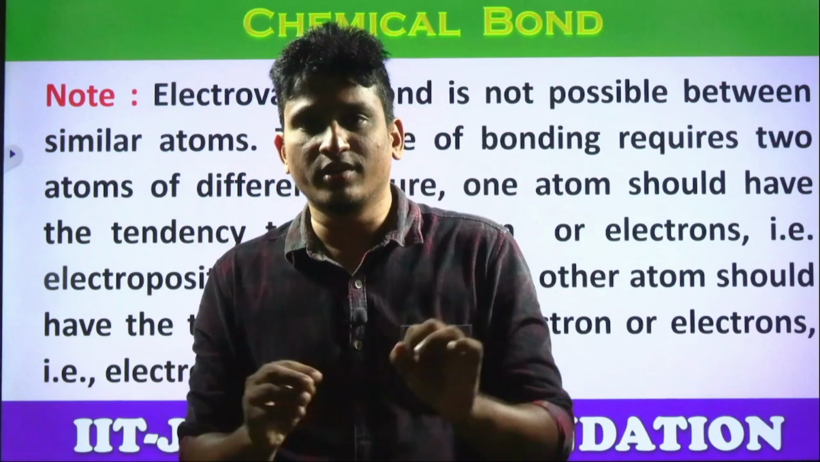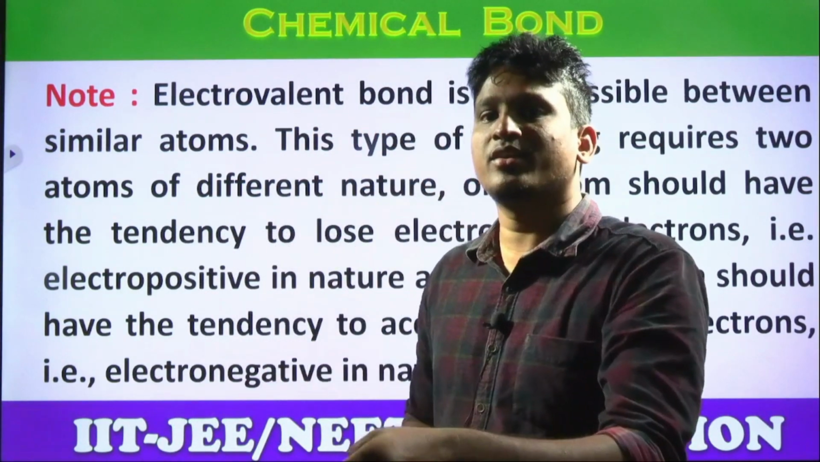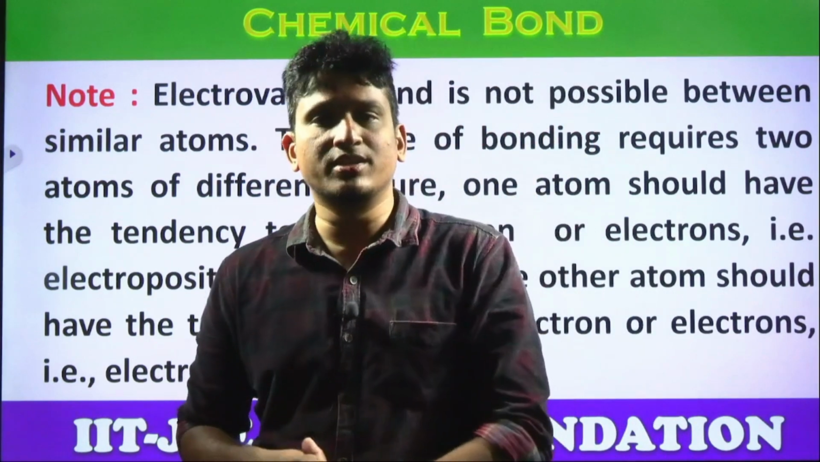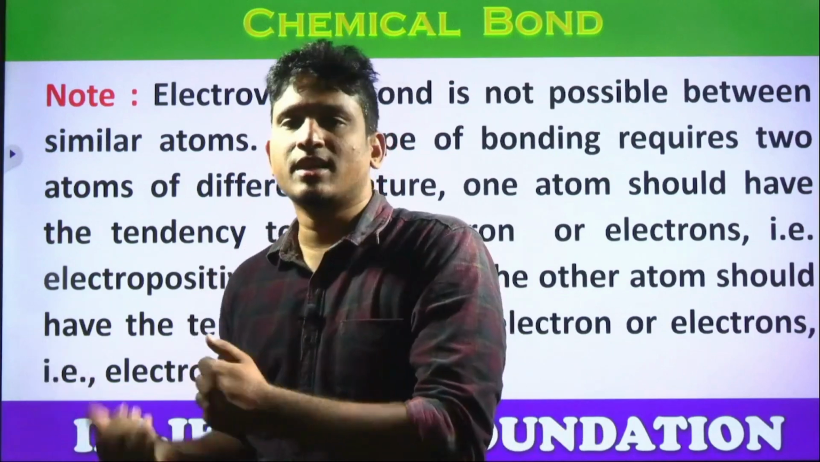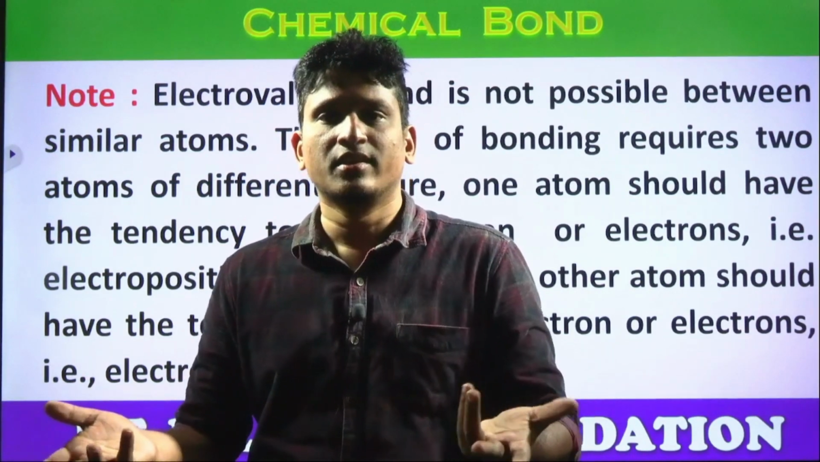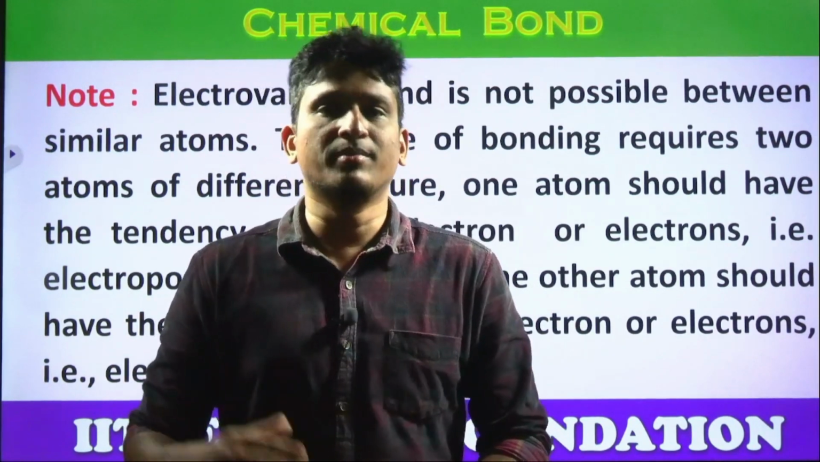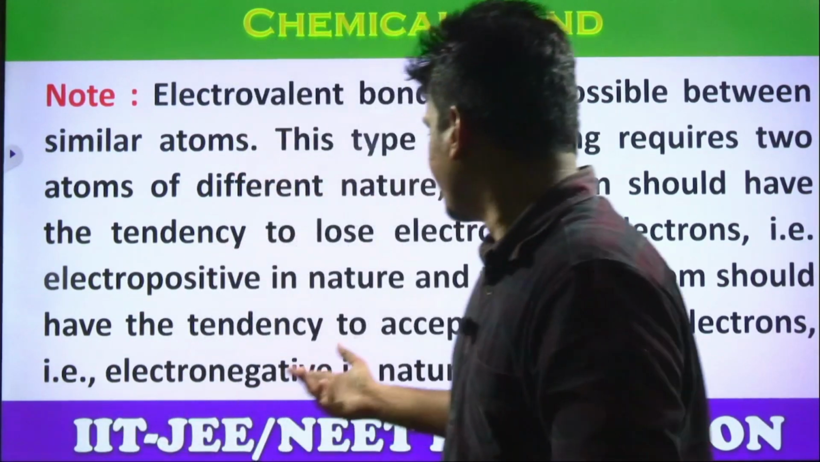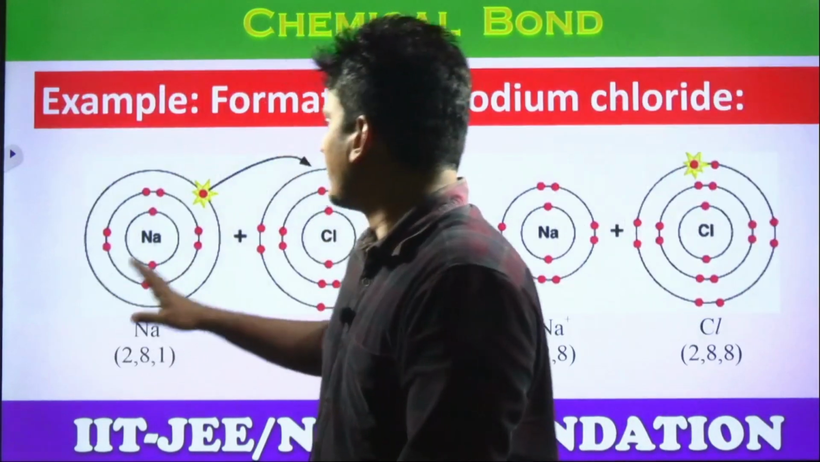For the formation of ionic bonds, what are the conditions? One should be electropositive, the opposite should be electronegative. Answer: in the periodic table, in general, which elements have this electropositive character? Metals. Which elements have this electronegative character? Non-metals. So ionic bonding is mostly expected between a metal and a non-metal. Sodium chloride, magnesium chloride, sodium bromide, all of this. Right. That is electronegative nature. This is a note.